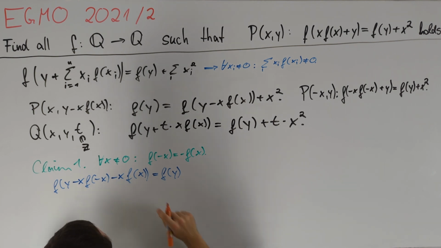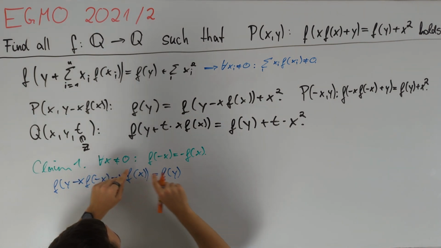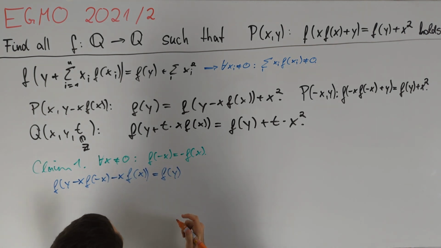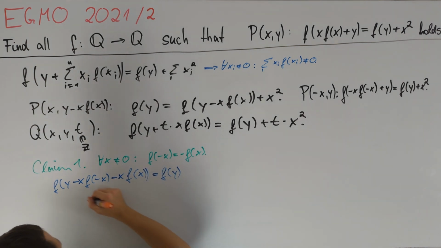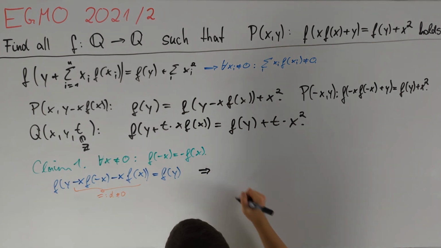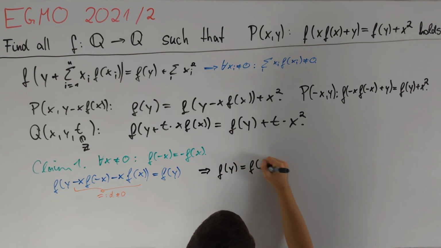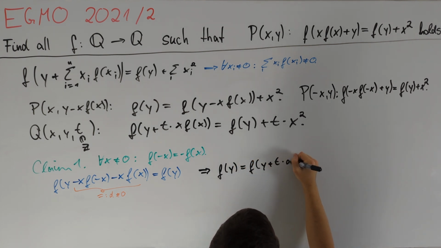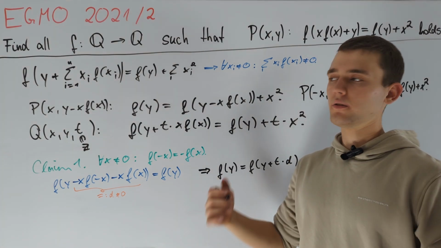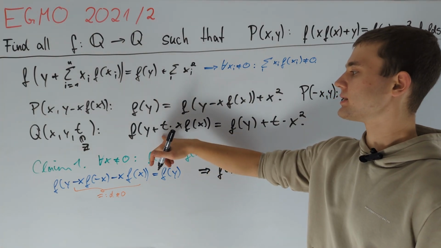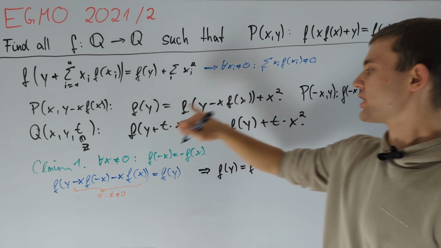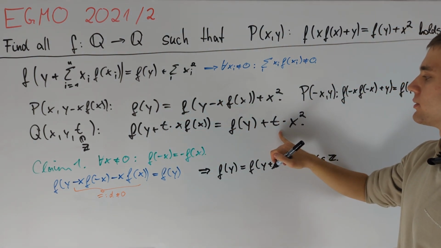In other words, that we can find an x not equal to 0 such that f(minus x) plus f(x) is also not equal to 0. And then this value, which I'm going to denote by d, is not equal to 0 as well. In this case, we can do induction in both directions to obtain that f(y) equals f(y plus t times d) for all t in Z. But we know, for example, that adding t times f(1) to our argument changes the output if t is not equal to 0.